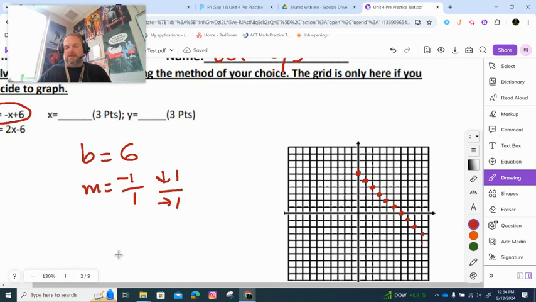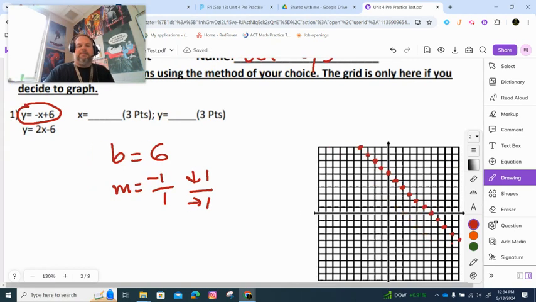Previously, I did it graphing and substitution. I'm just doing that so it's a little bit cleaner and then I can connect it.